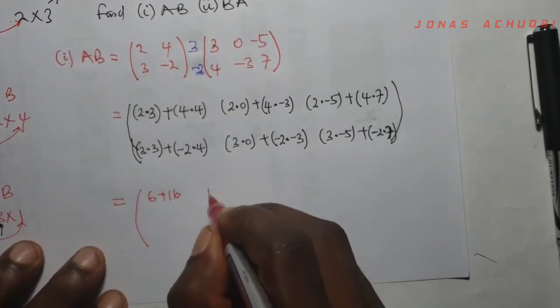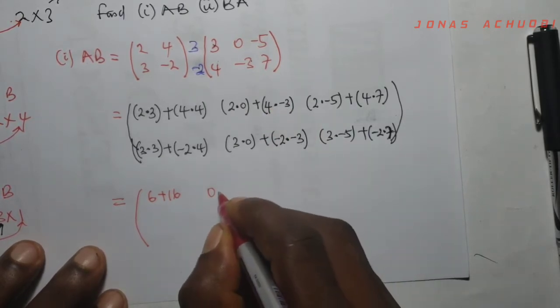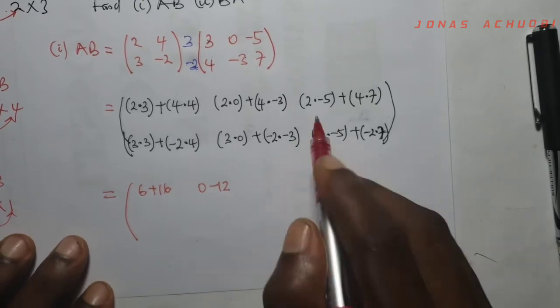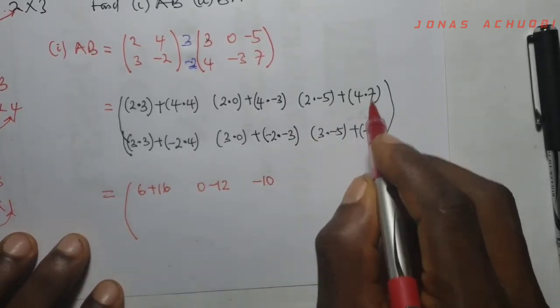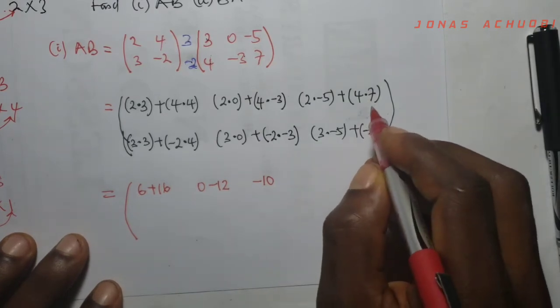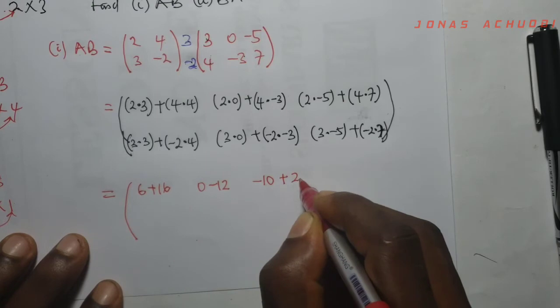2 times 0 is 0. 4 times minus 3 is minus 12. So that is 0 minus 12. 2 times minus 5 is minus 10. 4 times 7 is 28. So that is minus 10 plus 28.